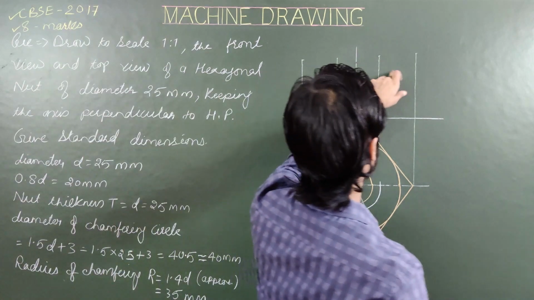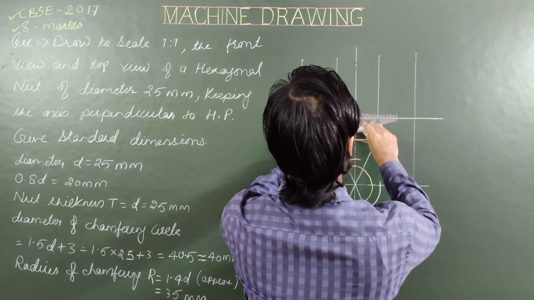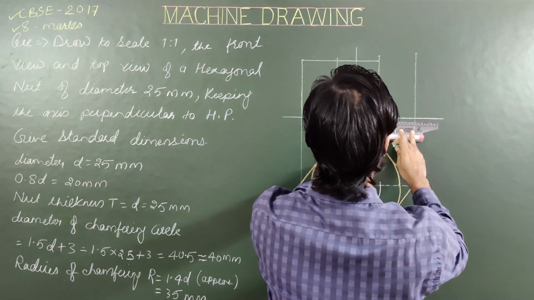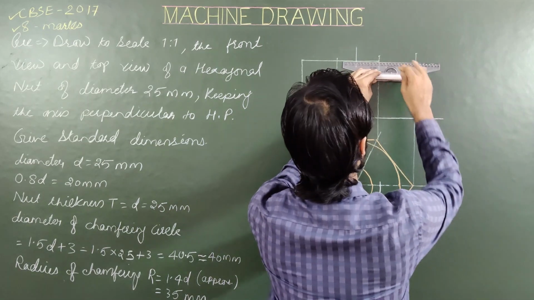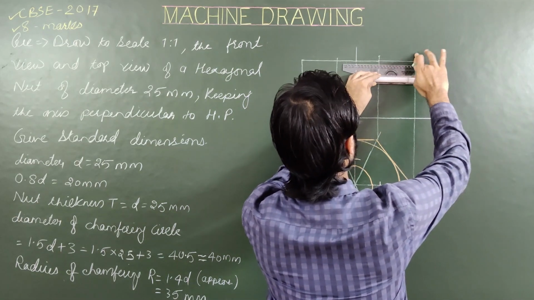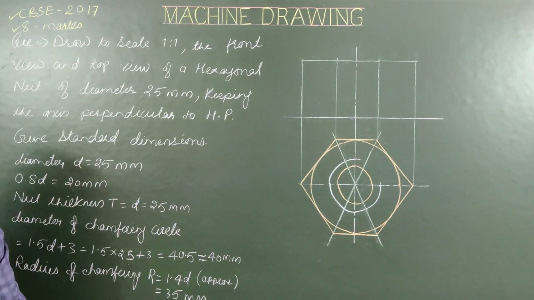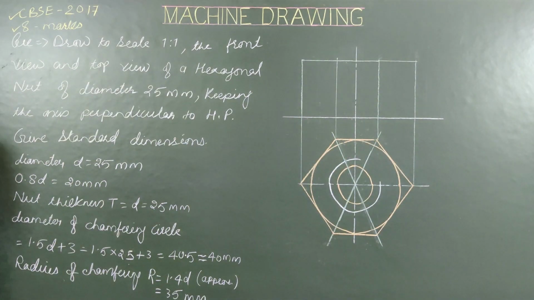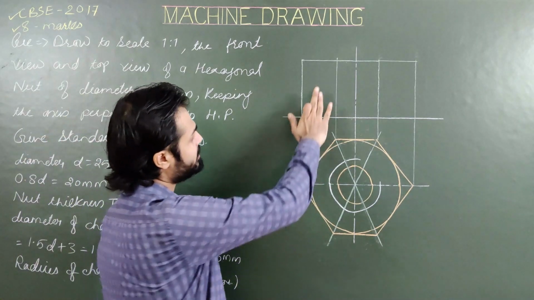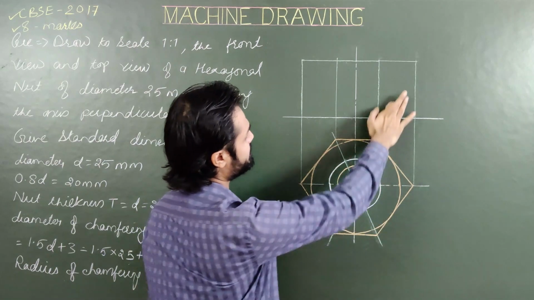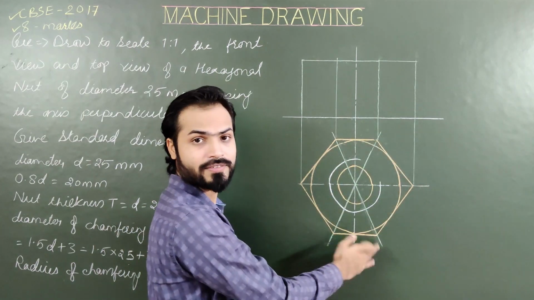Now these are upper ends of the nut, so draw a line passing through them. So this is the front view of the hexagonal nut. First face, this is the face. Second central face, this is the face, and third face, this is the third face.